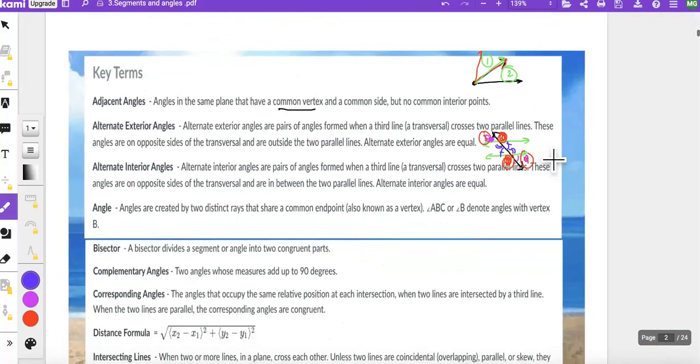Important points to take away from here, you have to make a note somewhere. Alternate exterior angles are equal. Alternate interior angles are equal. This is an important part to be noted.